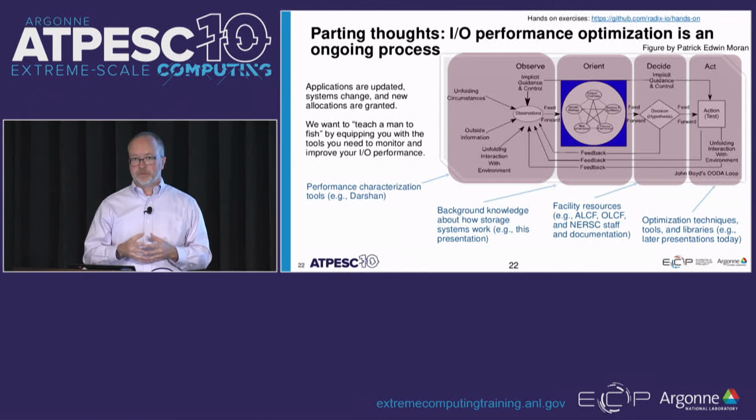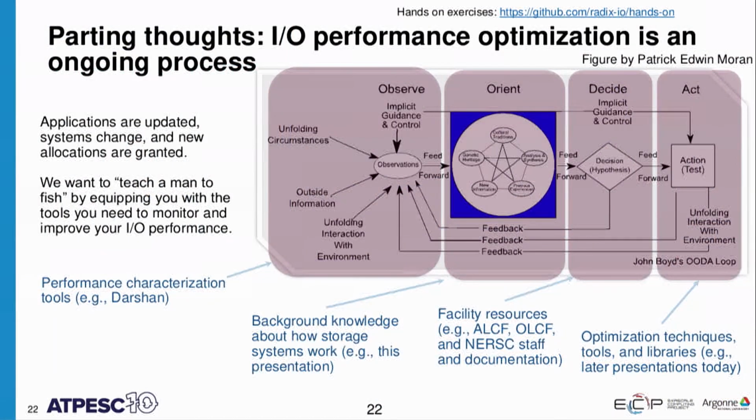Things change. You'll get allocations on new systems that have different properties. A student may change the code that you're operating on to add a new feature. Your science focus may change. You're looking at a different phenomenon that you weren't before, and so conditions change, and you need to be ready to roll with it and improve your application over time, depending on what happens.